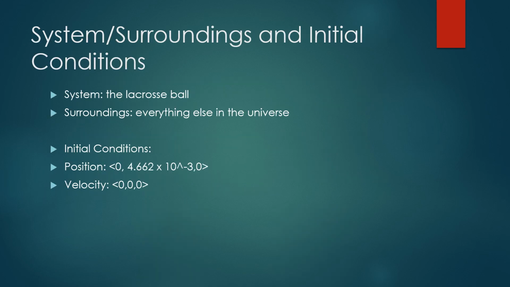The system is a lacrosse ball, and the surroundings are everything else in the universe. The initial velocity is 0 in the x dimension, 0 in the y dimension, and 0 in the z dimension. The initial position of the ball is 0 meters in the x dimension, 0.004662 meters in the y dimension, and 0 meters in the z dimension.